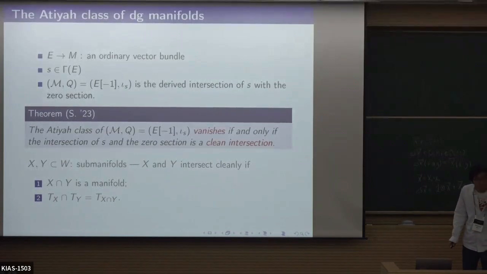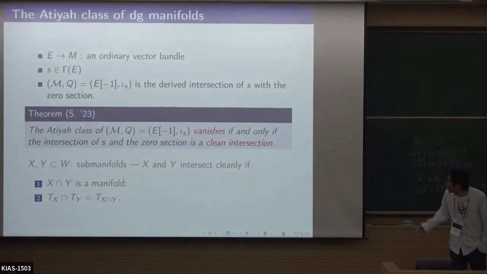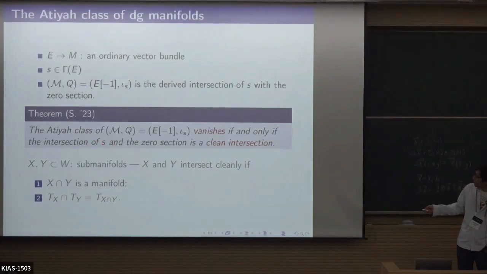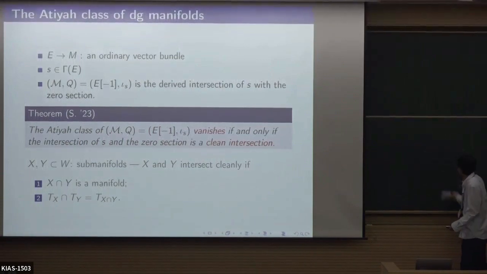No, this X, Y, W are ordinary smooth manifolds. Of course, there is a notion of submanifold in the graded manifold, but for this, the intersection of S means the image of S, which is M inside E, and the image of the zero section is the canonical way of getting M on the zero section of E, and those two intersecting cleanly is the criterion.